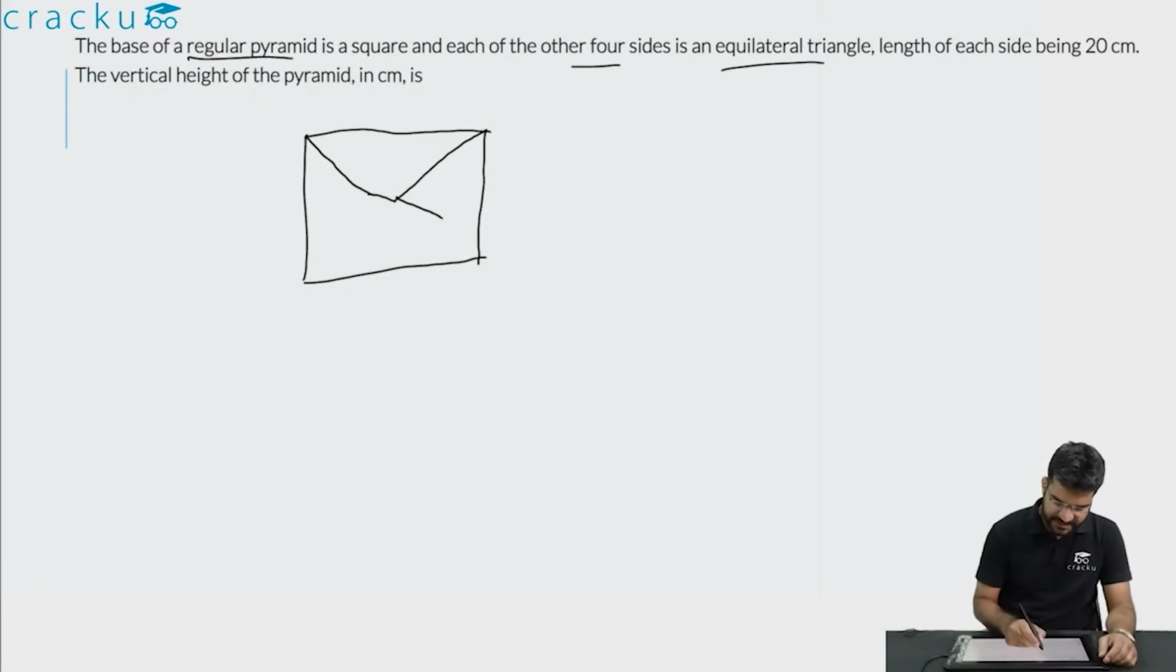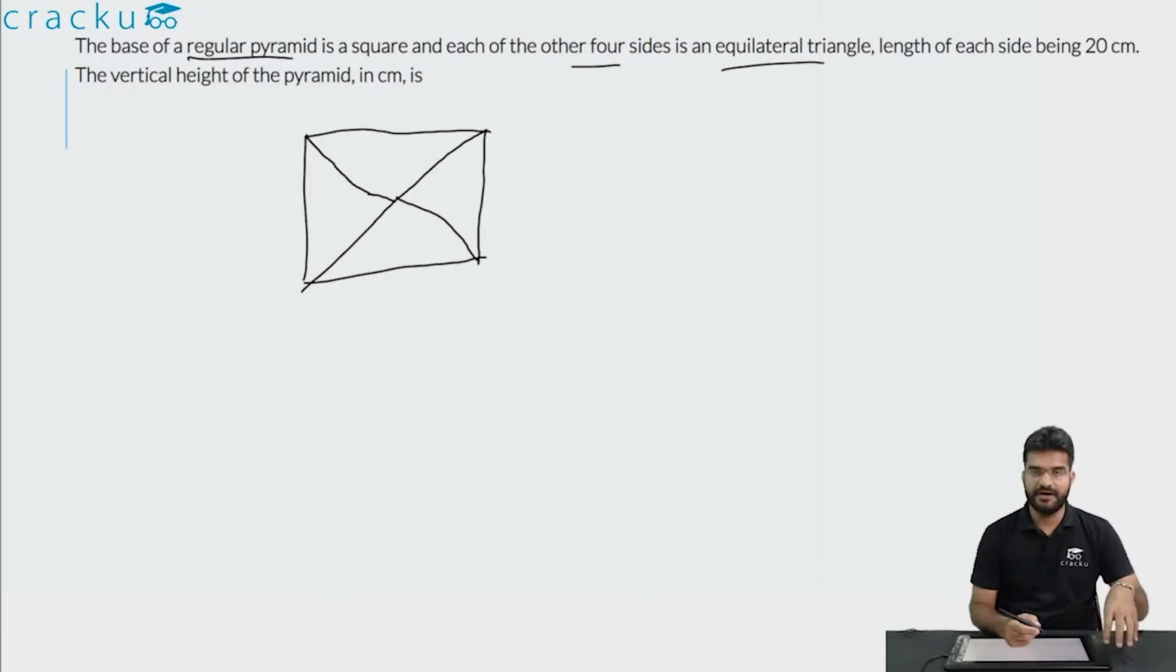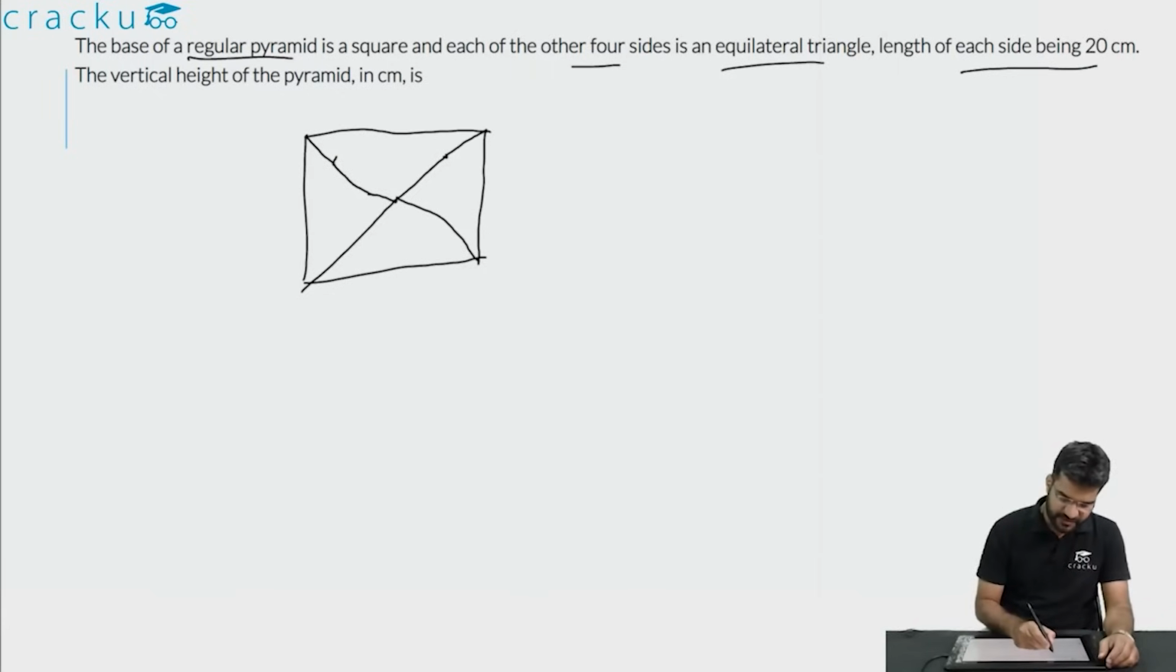All the other sides of the pyramid, which is basically in 3 dimensions, will meet at an apex, and each of these is an equilateral triangle. The length of each side is 20 centimeters. So, for the pyramid, the other 4 sides are 20 centimeters each, and they are all equilateral triangles. This would imply that even the base of the pyramid, which we know is a square, the length of each side of the square is 20 centimeters.